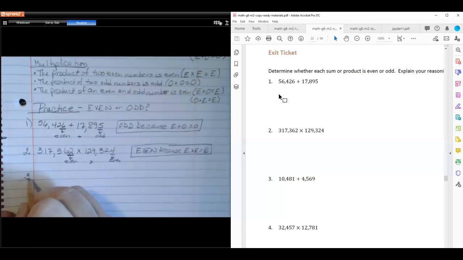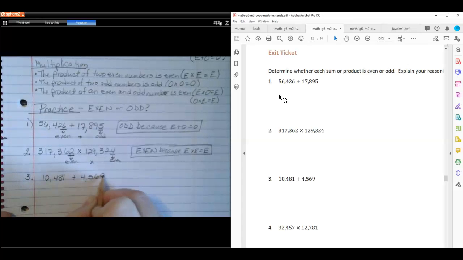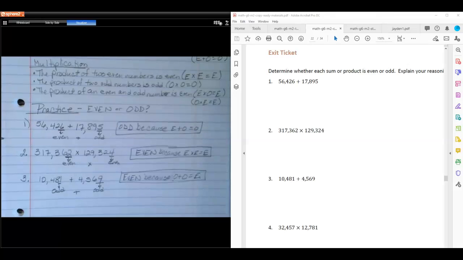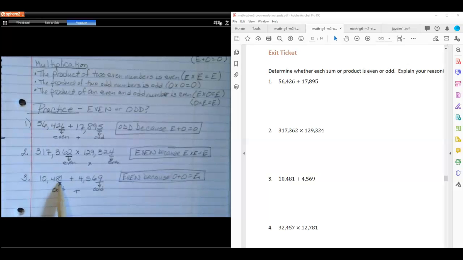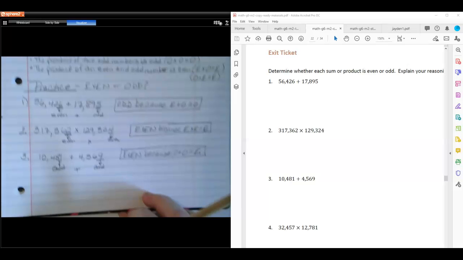Here we go. Number 3. 10,481 plus 4,569. You solve this and then give your answer, and then you can see how the answer came out on my end. So I hope that you answered even. This is odd. This is odd. Odd plus odd equals even. Number 4.